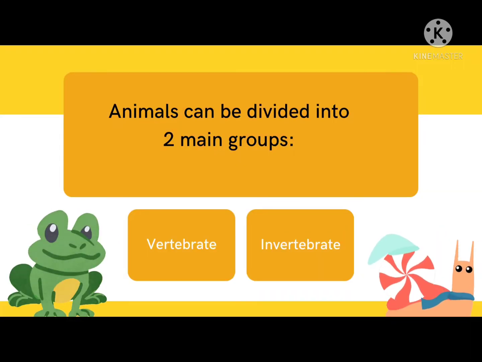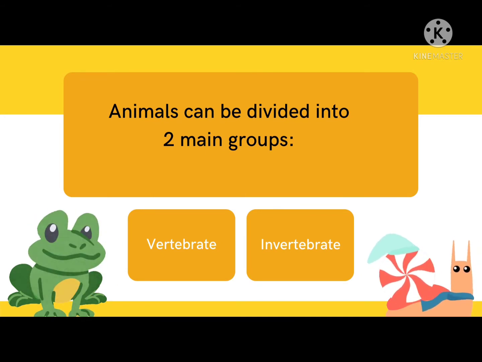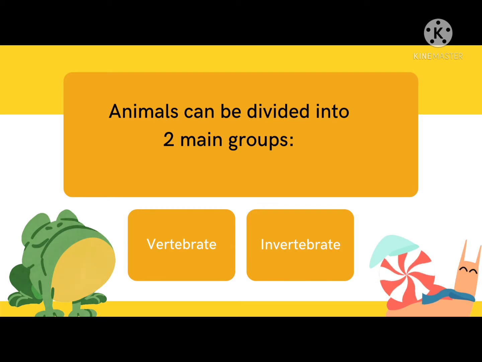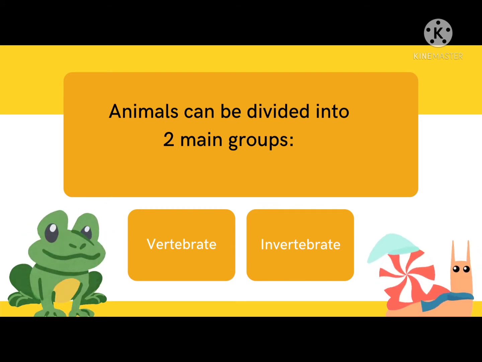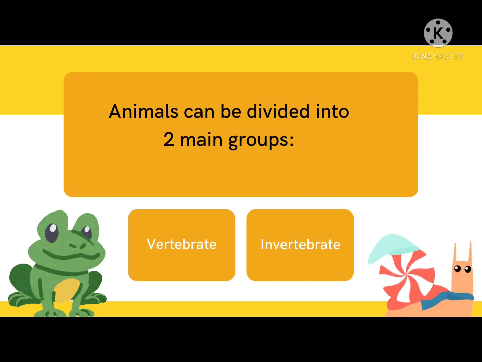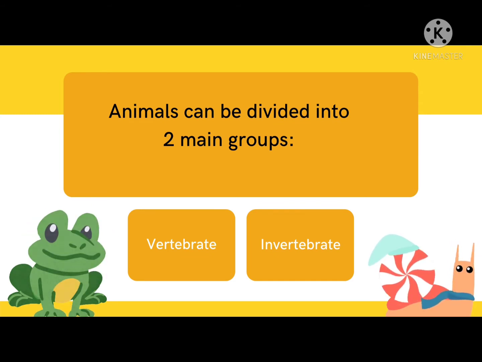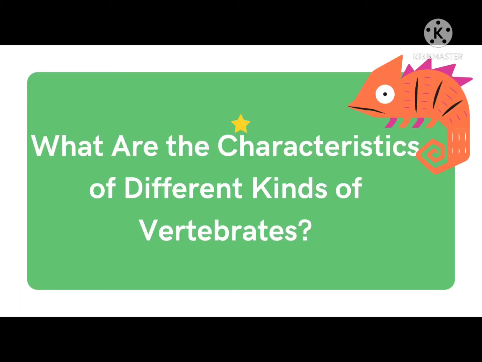Animals can be divided into two main groups, vertebrate and invertebrate. Vertebrates have spines or backbones. Invertebrates don't have backbones. What are the characteristics of different kinds of vertebrates?